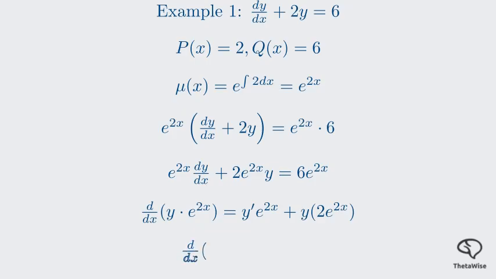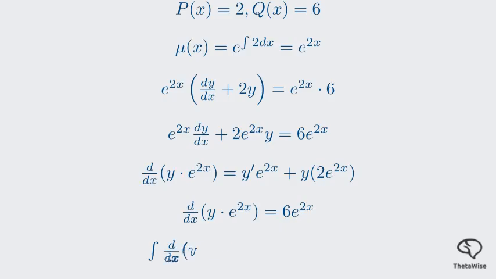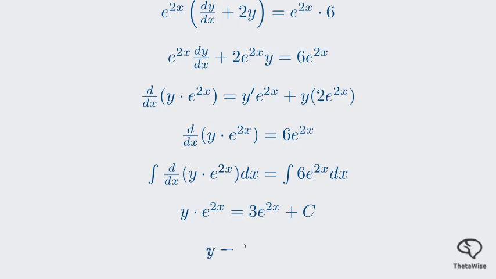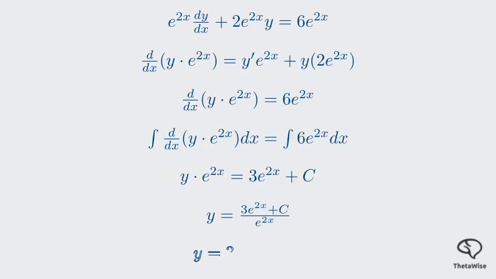So we can rewrite the equation as the derivative of y times e to the 2x equals 6e to the 2x. Now we integrate both sides with respect to x. The integral of a derivative just gives us the original function, y times e to the 2x. The integral of 6e to the 2x is 3e to the 2x. And we add our constant of integration, c. Finally, we solve for y by dividing by e to the 2x. This gives us y equals 3 plus c times e to the negative 2x. This is the general solution.